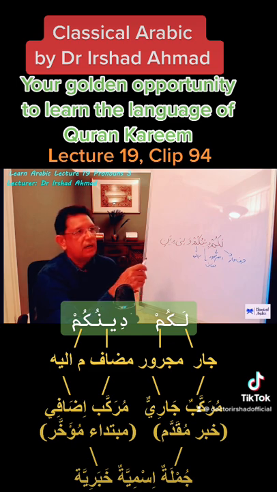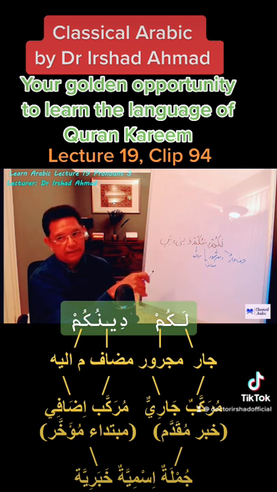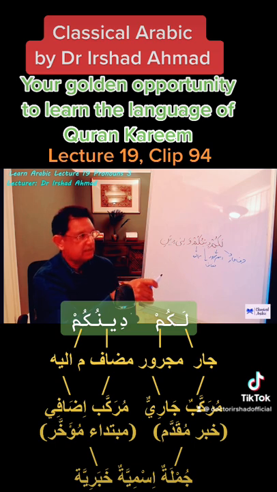Either that noun will be mudaf ilayh in a construction of mudaf and mudaf ilayh, a possessive phrase, or it will be preceded by a harf jar. And when it is preceded by harf jar, the following ism will always be in state of jar. So when an ism is found in state of jar in any writing, there are only these two reasons.